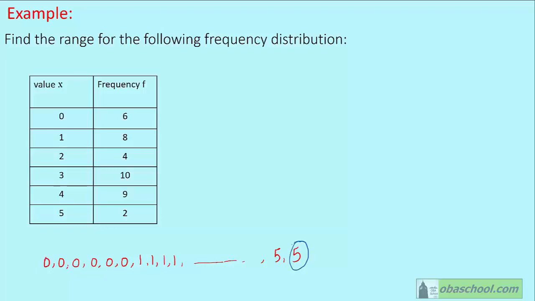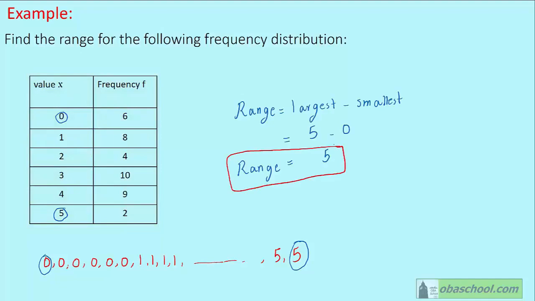But, let's take a look at the values. Our largest value is 5, and our smallest value is 0. So, the range is simply largest minus the smallest, which is 5 minus 0, which is 5.